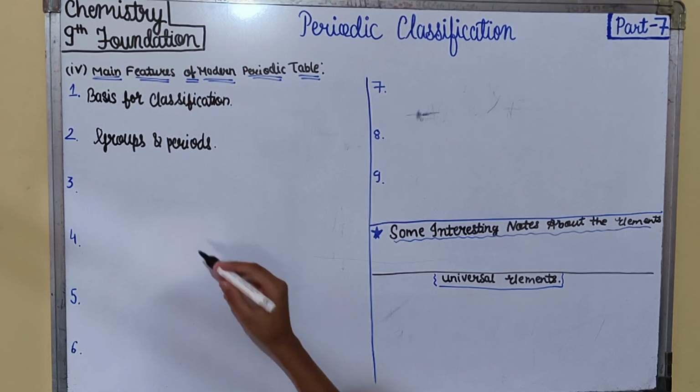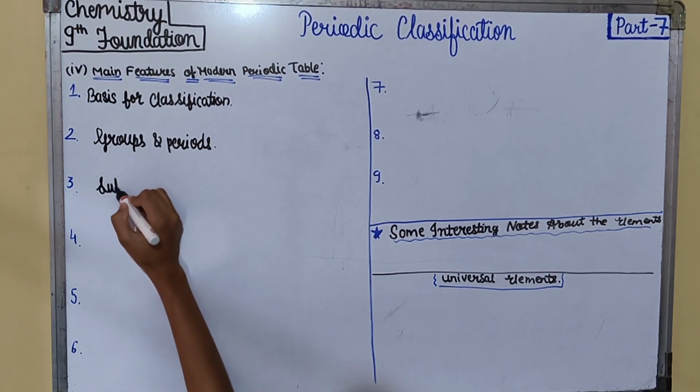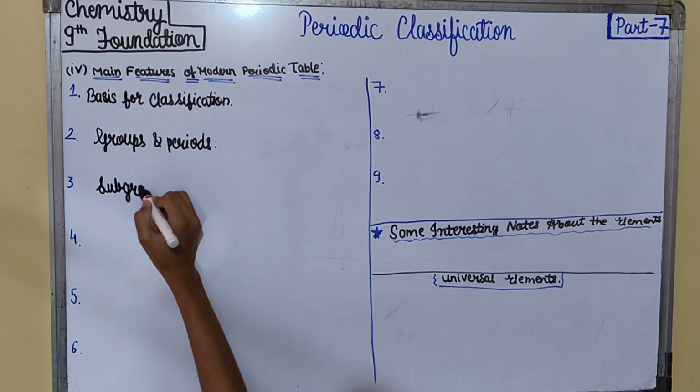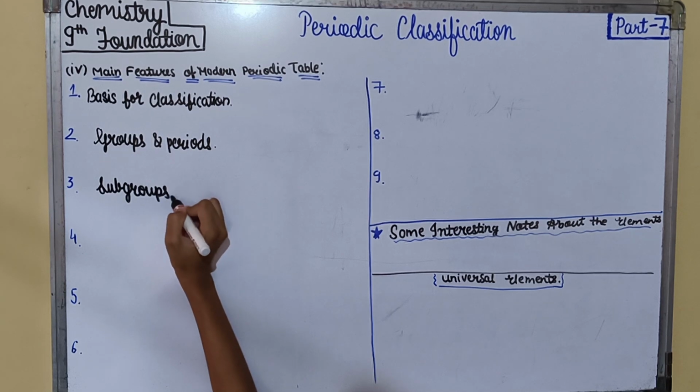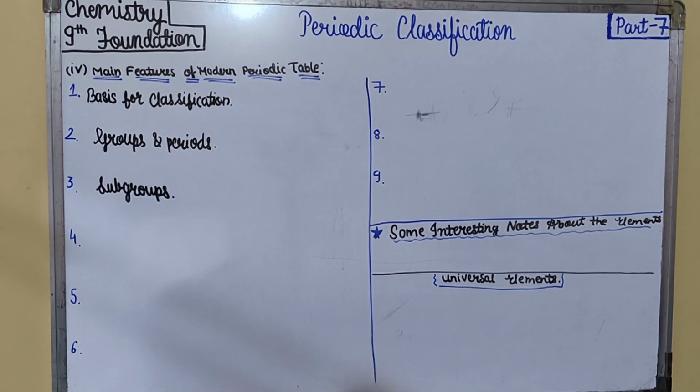Third is subgroups. The subgroups A and B are separated in this table.